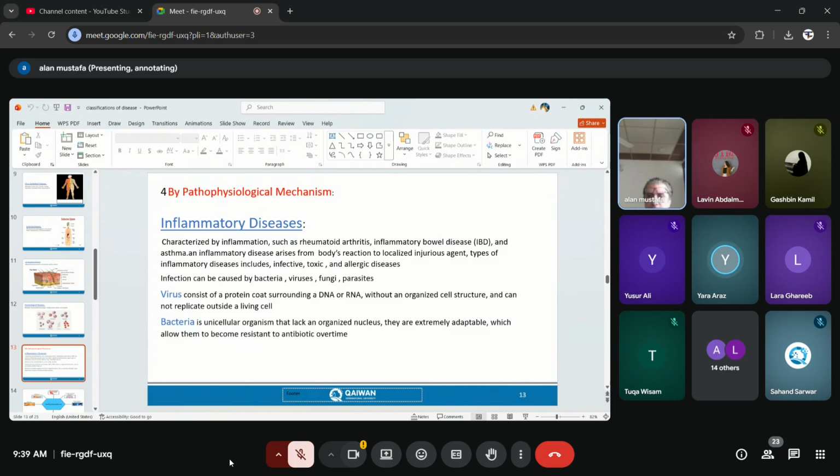Someone? What do we mean when we say that bacteria are adaptable? Yes, they can adapt themselves to many places. Well done, yes.